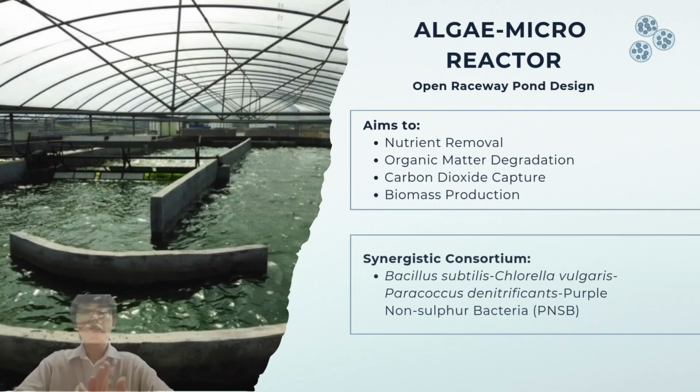So upon the completion of filtration from the iron-impregnated biochar, the water will then flow to an algae microreactor with an open reservoir design. In this stage, it mainly aims to do nutrient removal, organic matter degradation, carbon dioxide capture, and also biomass production. And aiming to prevent uncontrolled competition among species, a synergetic consortium will be introduced to enhance the overall efficiency.